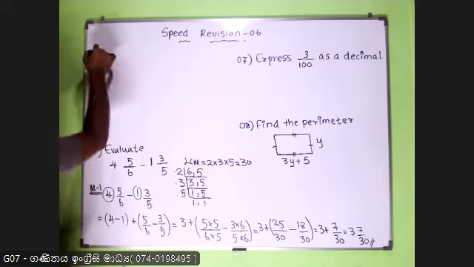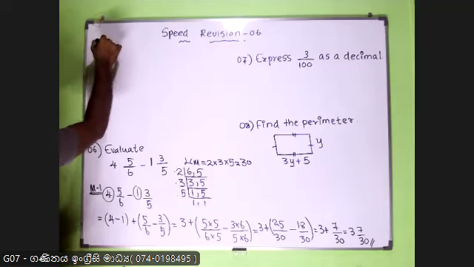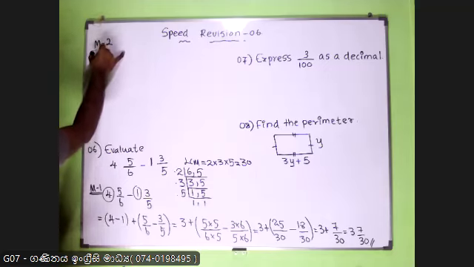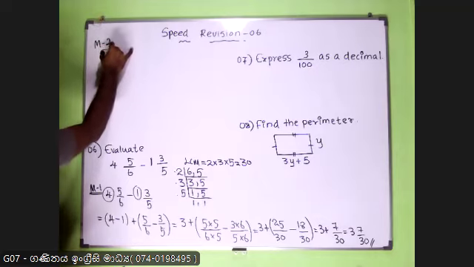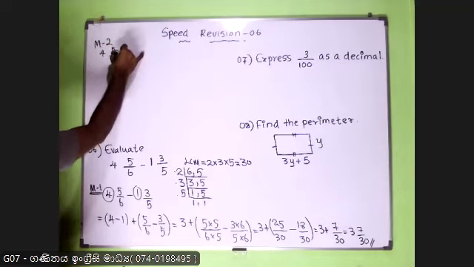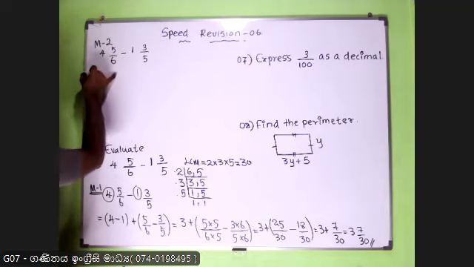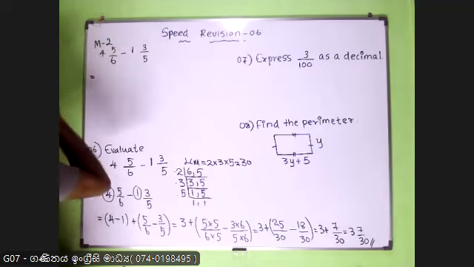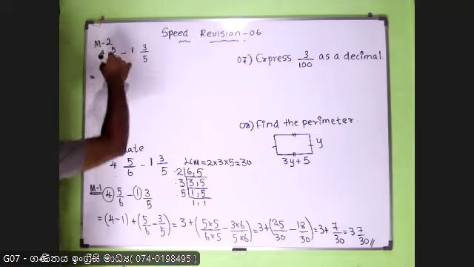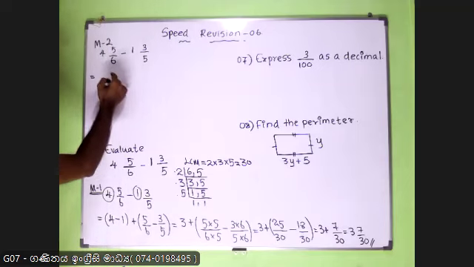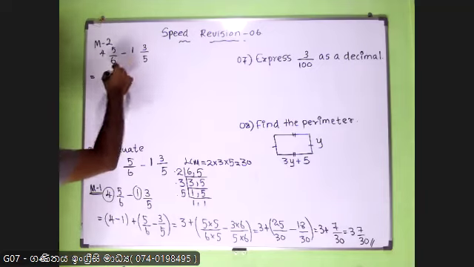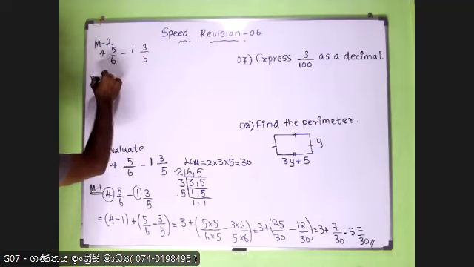do this question by using method 2. So my fraction is 4 and 5 upon 6 minus 1 and 3 upon 5. So I am going to convert these fractions into improper fractions first. So how do we convert these mixed numbers into improper fractions?